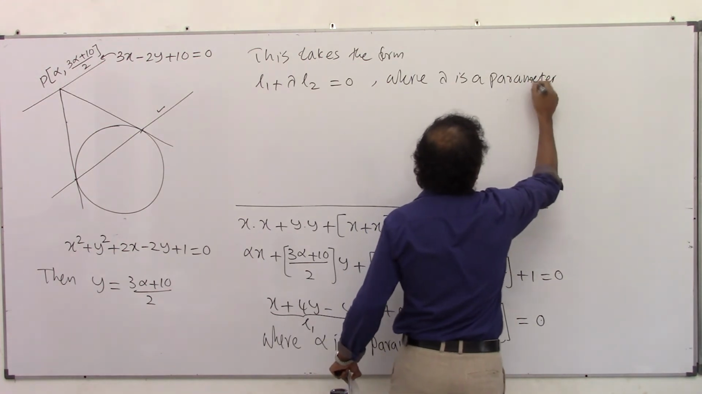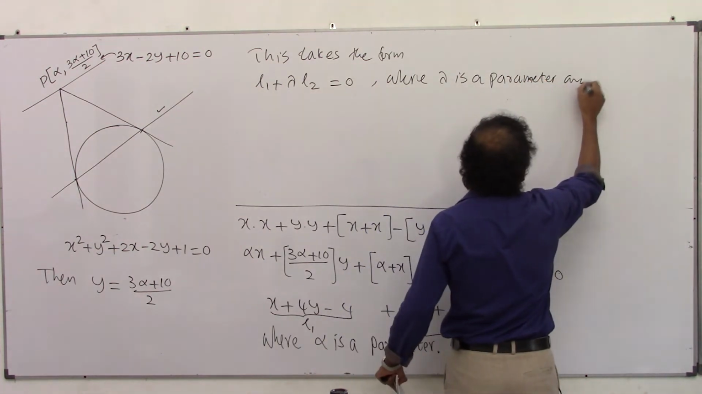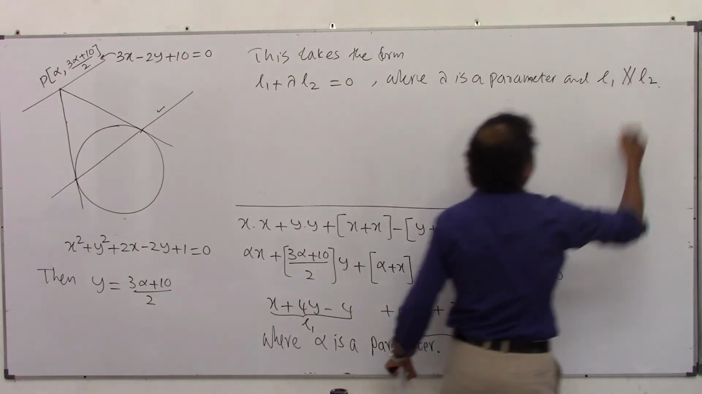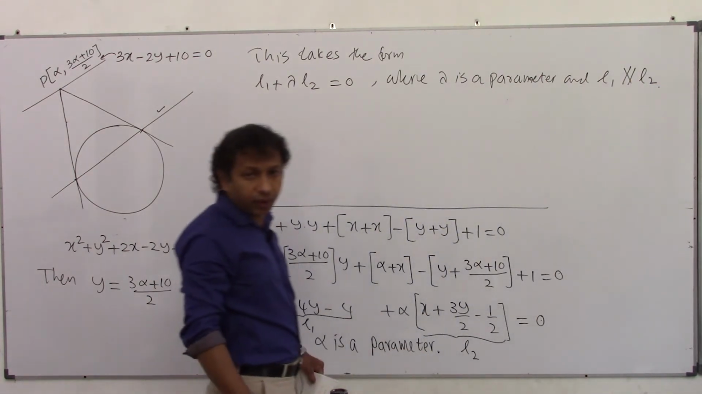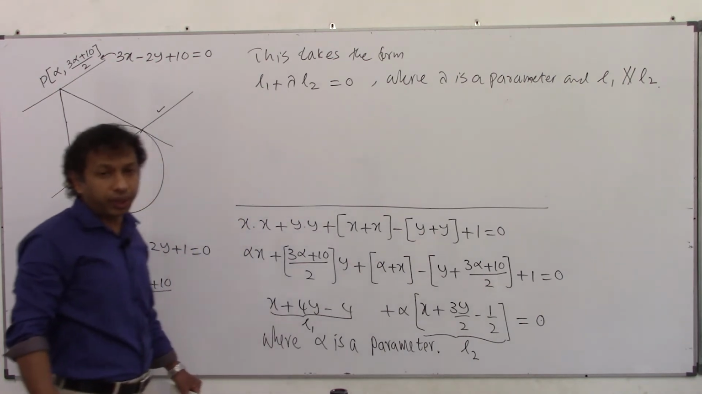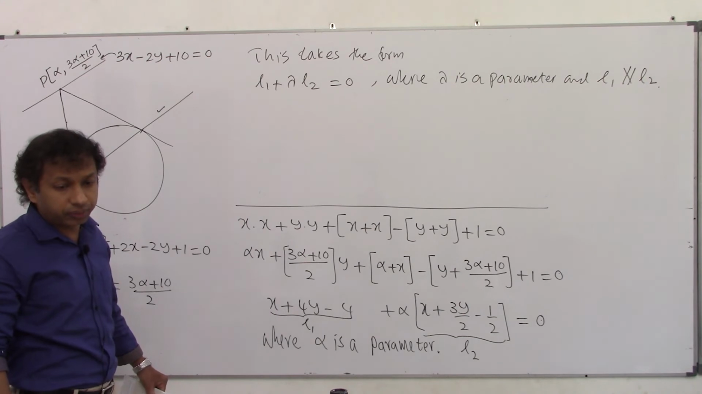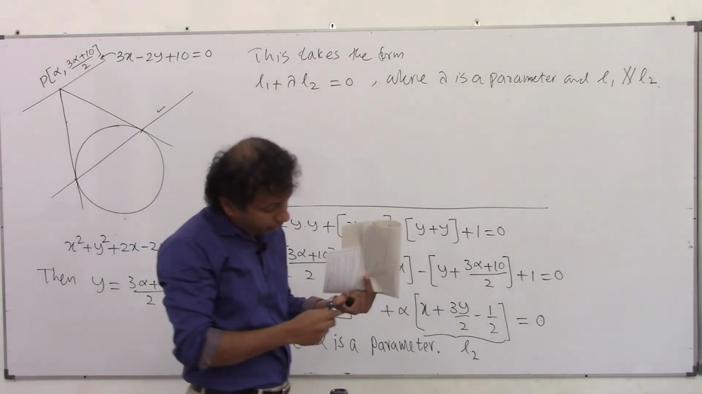This takes the form L1 plus lambda L2 equals 0, where lambda is a parameter and L1 is not parallel to L2.